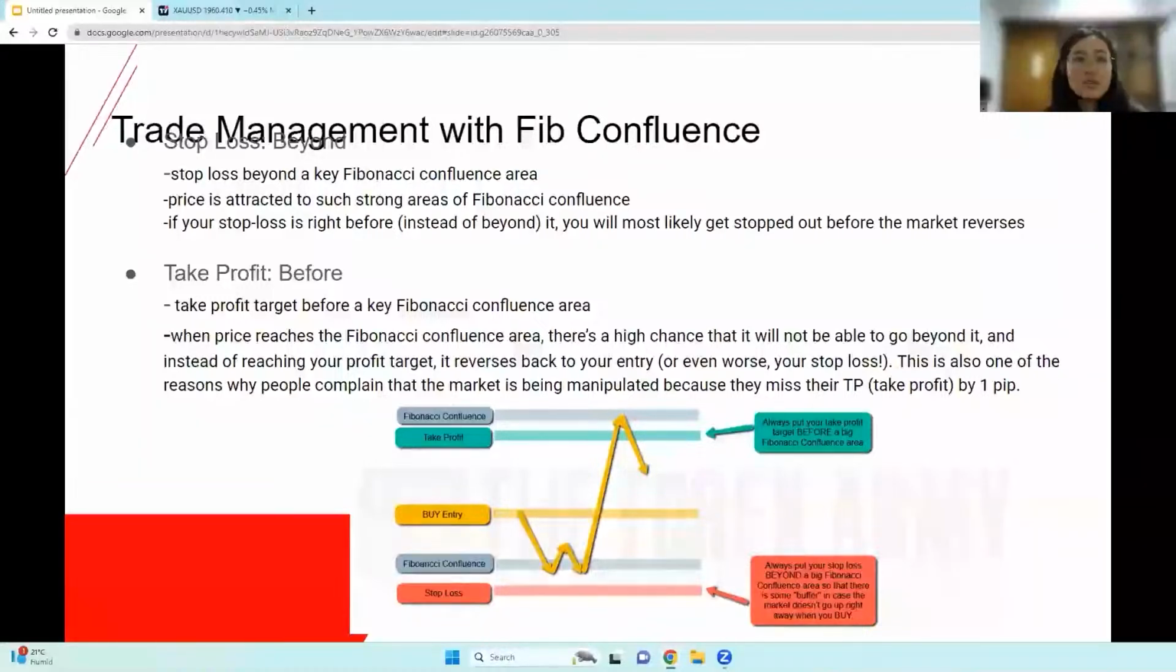So if we're talking about take profit, we always recommend you to place it before a key confluence area. The reason for that is because when price reaches the confluence area, there's a high chance that it won't be able to go beyond it because of the amount of resistance or amount of support at that area. Okay, so instead of reaching your profit target, it'll reverse back to your entry or worse, your stop loss. So that's also one of the reasons why people complain that the market is being manipulated because they miss their take profit by 1 pip.